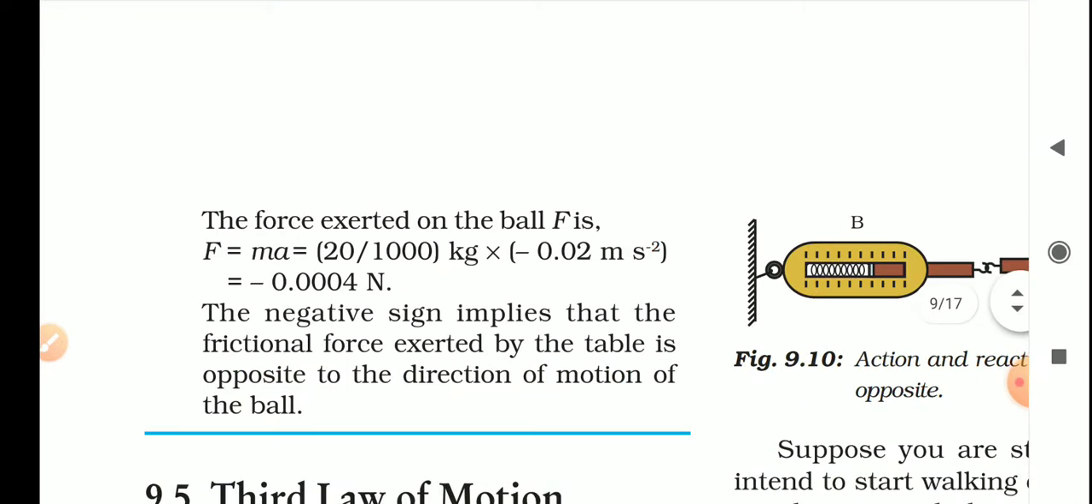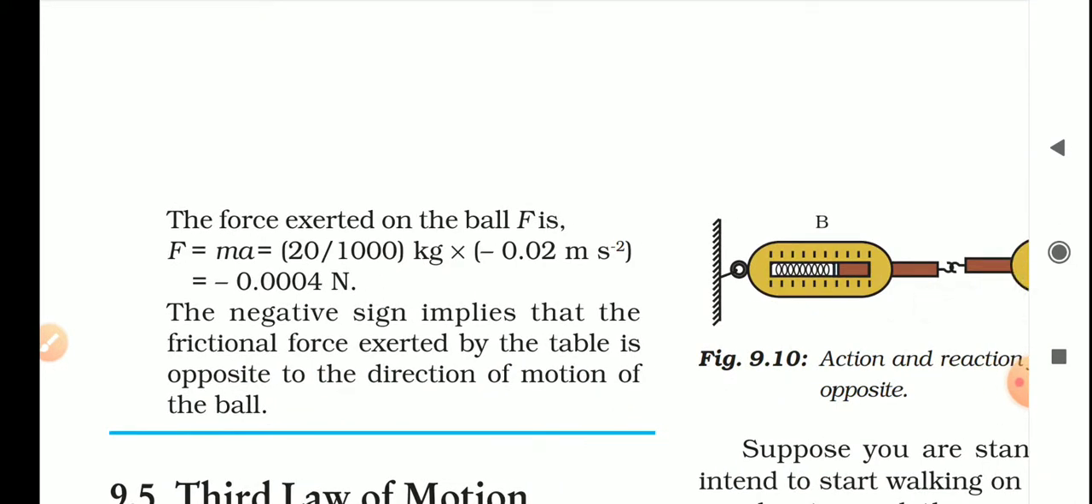The force exerted on the ball F is, so F will be equal to m into a. m is known to us, that is 20 gram is given. In kilogram it will be 20 by 1000, into acceleration, which is minus 0.02, we have calculated the acceleration. So this product will be minus 0.0004 Newton. The negative sign implies that the frictional force exerted by the table is opposite to the direction of motion of the ball.